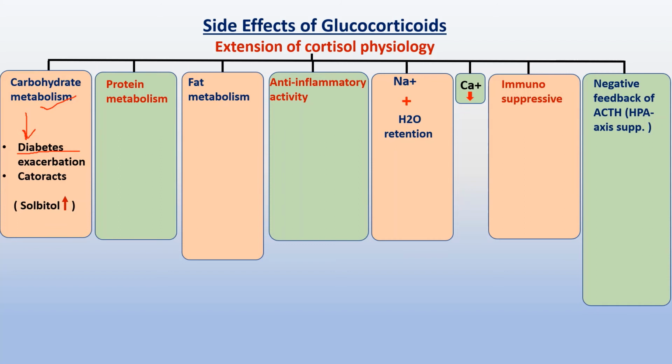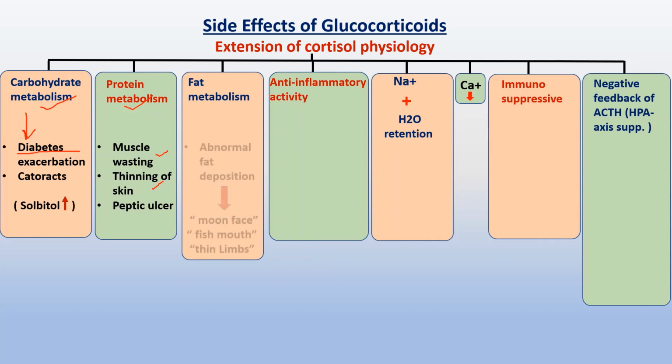For the protein metabolism, these glucocorticoids will break down the proteins and mobilize amino acids from lymphoid tissue. This leads to muscle wasting, lympholysis, thinning of the skin, loss of bone matrix, etc. Next, about the fat metabolism. Prolonged use of these glucocorticoids causes a redistribution of body fat that is deposited over the neck, face, shoulder, etc. and results in moon face, buffalo hump, fish mouth with thin limbs.